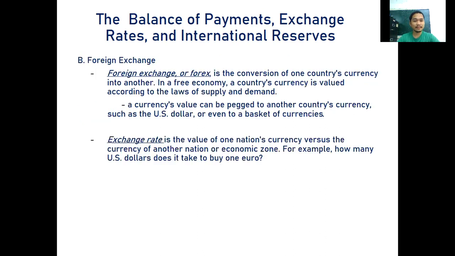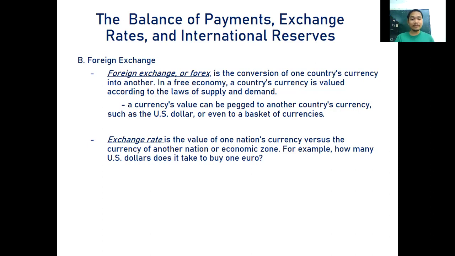So muna ang mga timayla nato sa balance of payments. So we will proceed in the Forex, no? Short for foreign exchange. So foreign exchange or the Forex, it is the conversion of one country's currency into another. In a free economy, a country's currency is valued according to the laws of supply and demand. So meaning a currency value can be pegged to another country's currency, such as the US dollar or even to a basket of the currencies.